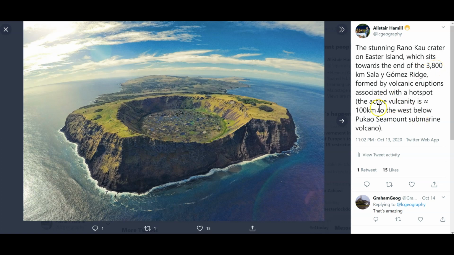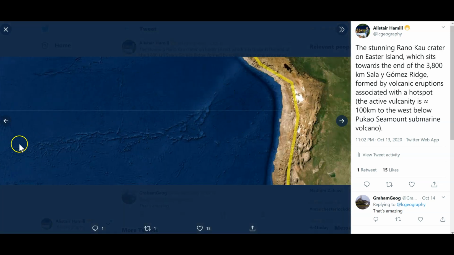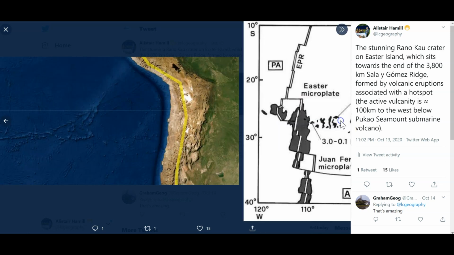Now this is no longer above an active hotspot. The active volcanicity is about 100 kilometers away. I'll show you in a moment the seamount that's coming up there. Underneath the ocean, it's forming the next island. But you can see here this amazing crater. It's got its own little kind of microclimate in here, and you get a lot of the kinds of farming and so forth that take place on the island at that point. So there's the island, and there's your 3,800 kilometer ridge there of those seamounts that are formed.